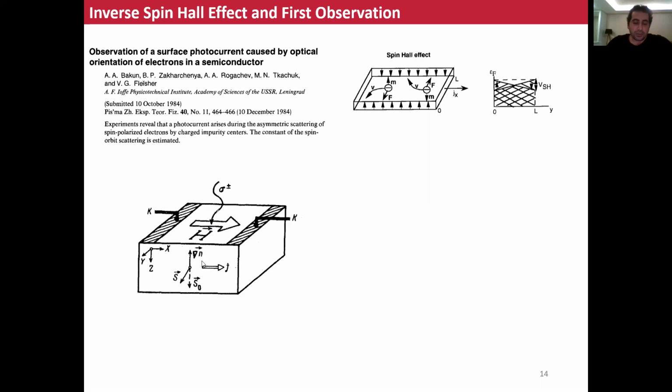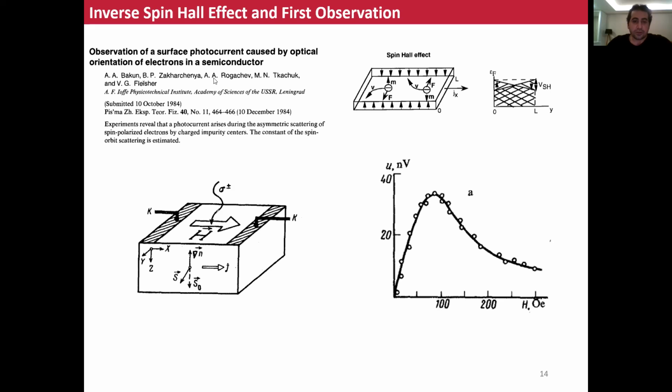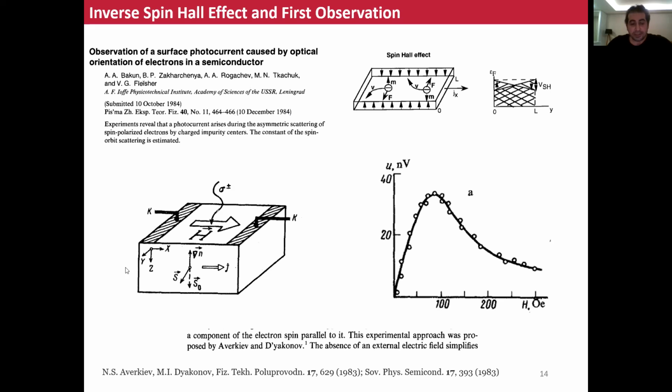Because of the spin Hall effect, or because of the spin orbit coupling, or we can say inverse spin Hall effect, a DC voltage is generated at the edge of the material. So it is the first observation of inverse spin Hall effect in 1984, and they successfully measured the generated voltage at the edge of the material. And this experimental method was proposed for the first time by Diakonov one year before this study.